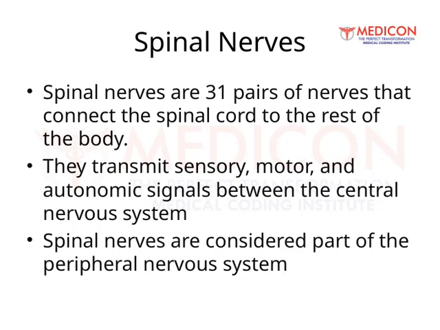Let's talk about spinal nerves. There are 31 pairs of these nerves, and they serve as the vital links between the spinal cord and the rest of the body. Think of them as communication highways, relaying important information in both directions. They transmit sensory signals, which tell us about what we're feeling, like touch or temperature. They also carry motor signals that enable muscle movements. Additionally, they handle autonomic signals that control involuntary functions, such as heart rate and digestion.